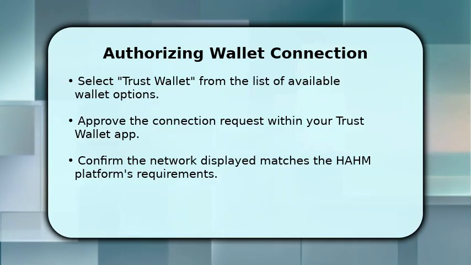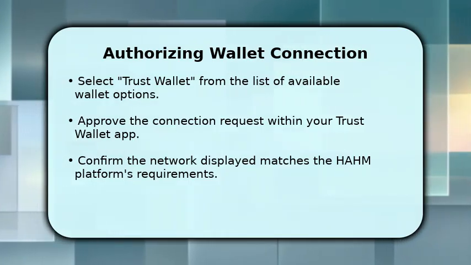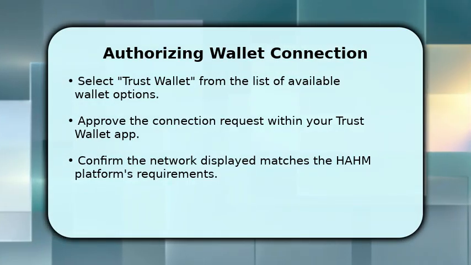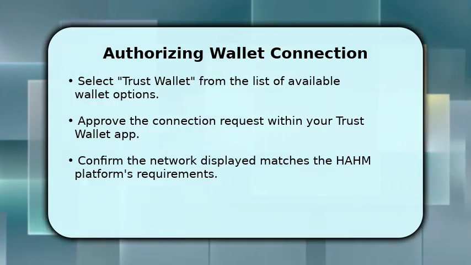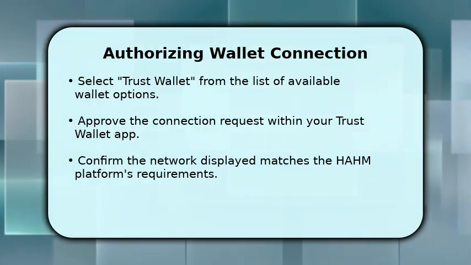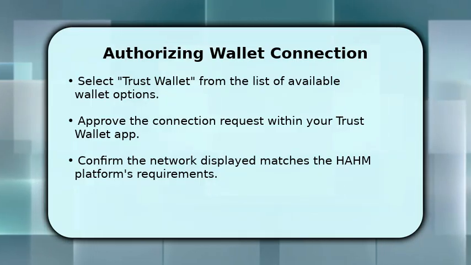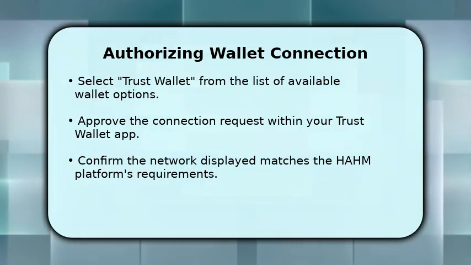Your Trust Wallet app will then automatically open, prompting you to approve the connection request. Carefully review the details, ensuring you are connecting to the correct Hahm platform, and then tap Connect or Approve within Trust Wallet. This authorizes the link.